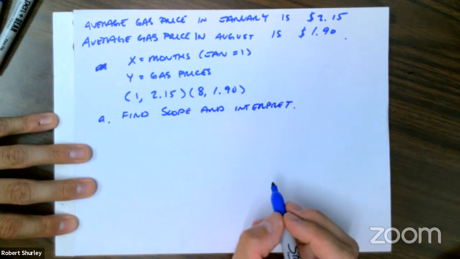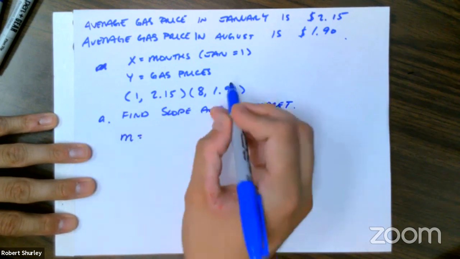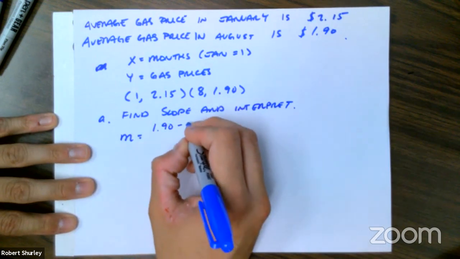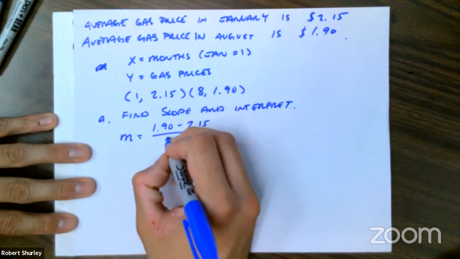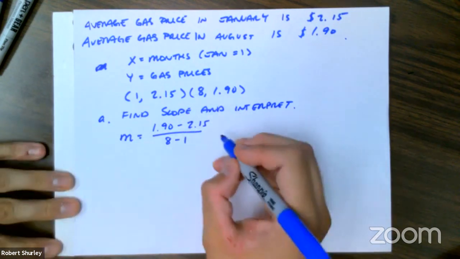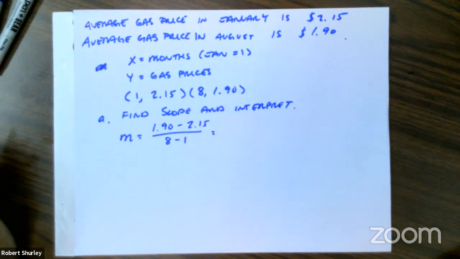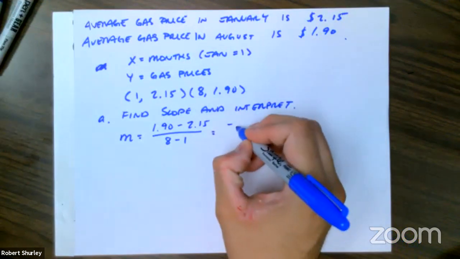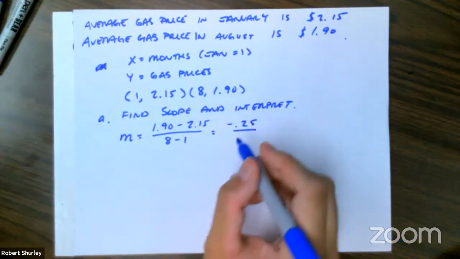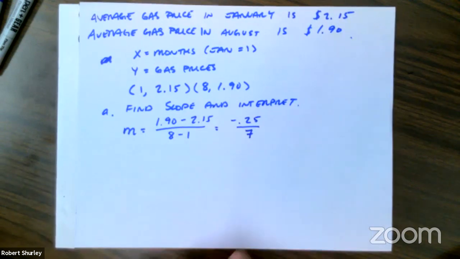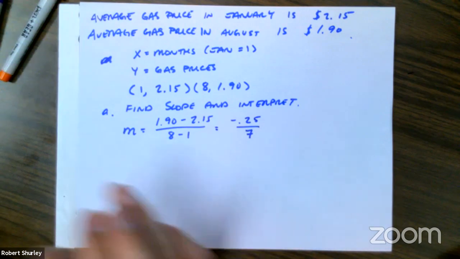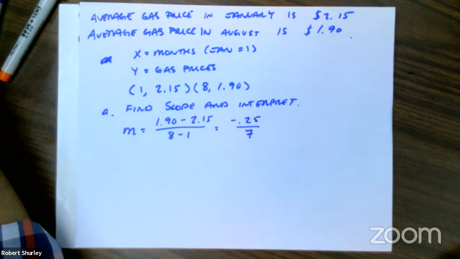Okay, so if I wanted to find the slope and interpret the slope, my slope is going to be, remember, the difference in the y: $1.90 minus $2.15, over 8 minus 1. So $1.90 minus $2.15, that's going to be negative a quarter, right? It's dropped a quarter. Over 8 minus 1, which is just 7, okay? Now, for interpretation purposes, it makes a little more sense to write this as a decimal over 1. And you'll see why in just a second.